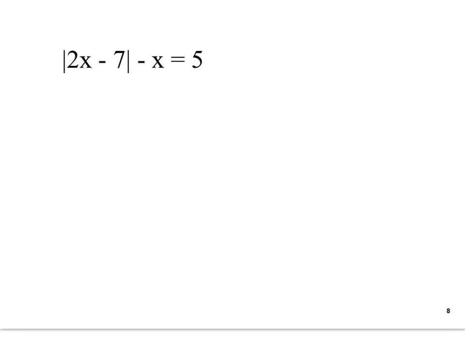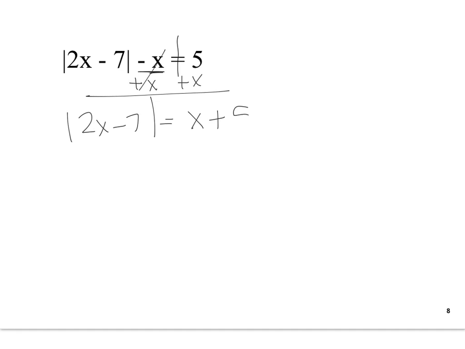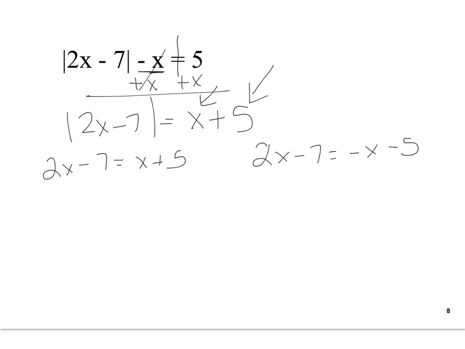Finally, we have something like this. We have an x here. It's on the same side with the absolute value, so I add x. So the absolute value of 2x minus 7 equals x plus 5. So this is where we have more than one term. The first absolute value equation is exactly the same, just without the lines. And the second one, everything outside changes. So the x changes to a negative x, and the 5 changes to a negative 5. And then we solve both of these equations.